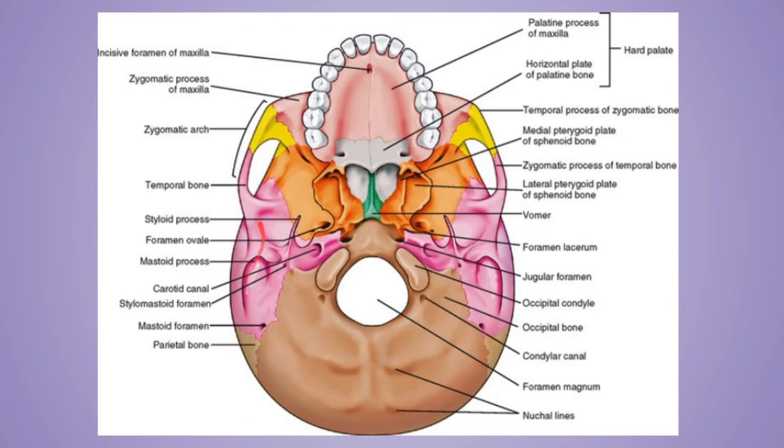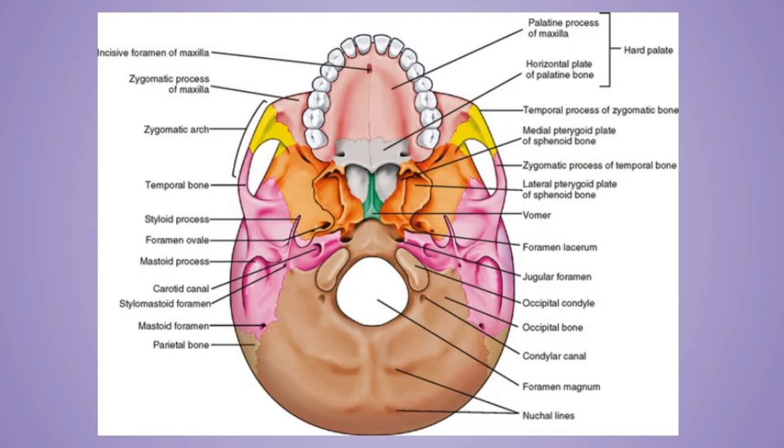As you can see, this pink colored part is the temporal bone, and mainly three parts of it: the petrous temporal bone, the tympanic plate, and the squamous temporal bone. Remember, three parts of the temporal bone. Now first of all, we'll talk about the pterygoid process.